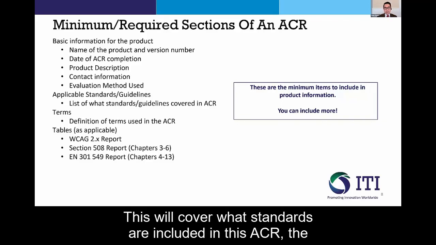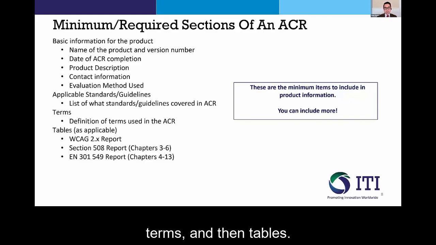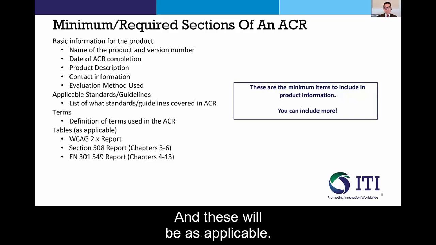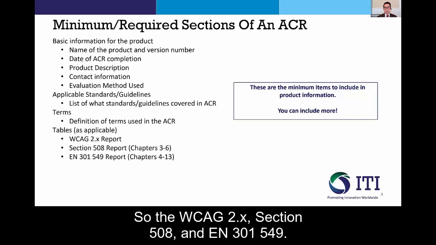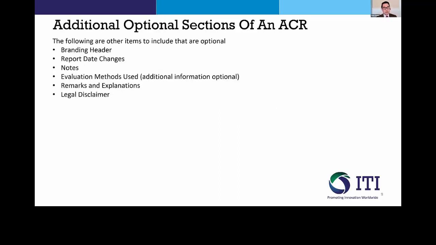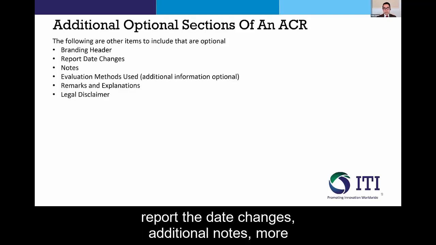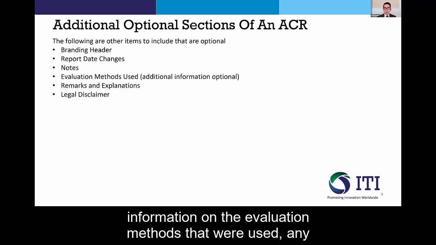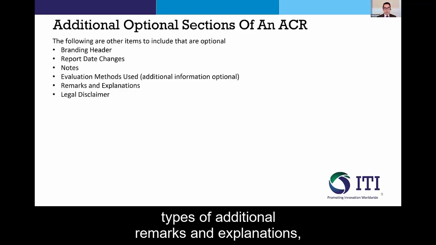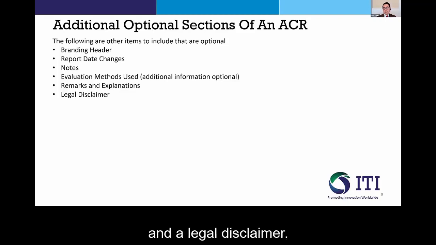Next category is applicable standards and guidelines. This will cover what standards are included in this ACR, the terms, and then tables, and these will be as applicable: WCAG 2.x, Section 508, and EN 301 549. Additional optional sections of the ACR that could be included are branding headers, if there are changes, the date of changes, additional notes, more information on the evaluation methods that were used, any additional remarks and explanations, and a legal disclaimer.